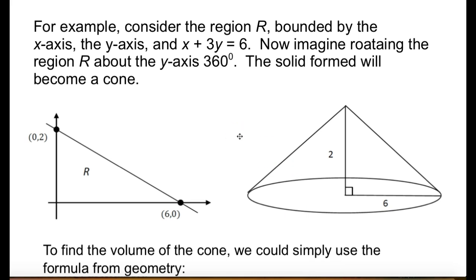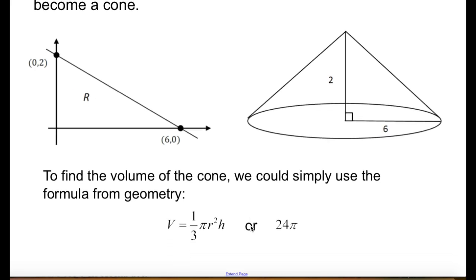This first example, we've got a real simple region. Here's my xy plane, and I'm taking this triangle created by this line. This line is x plus 3y equals 6, and I want to rotate this around the y-axis. If I take this triangle and rotate it around the y-axis, I'll get a cone. I know the volume of a cone is 1/3 pi r squared h.